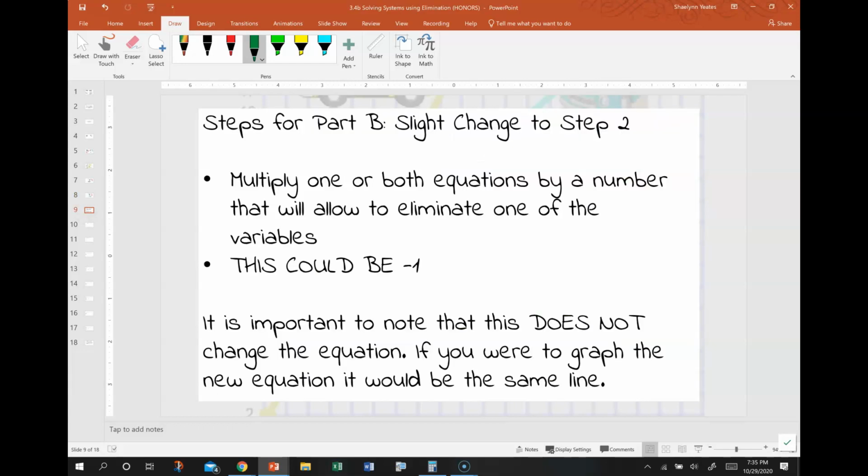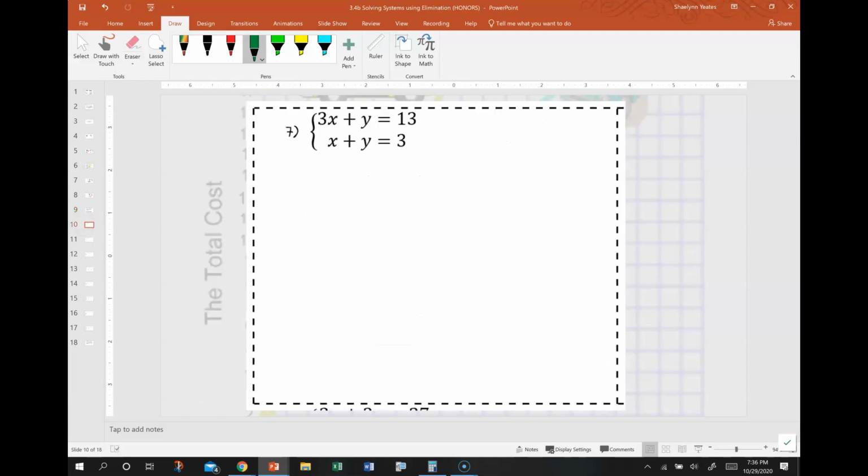All right, so the steps for part B are slightly different from the steps for part A. Slightly changed is step 2. So multiply one or both equations by a number that will allow you to eliminate a variable. This could be negative 1. In other words, when you add them, they don't go away, they just double. It's important to note that this does not change the equation. If you were to graph the new equation, it would be the exact same line.